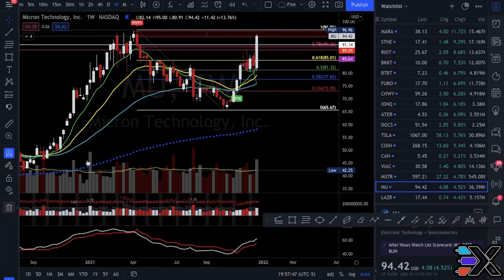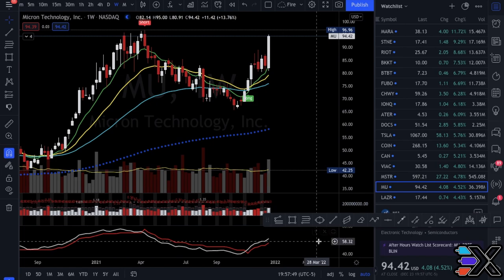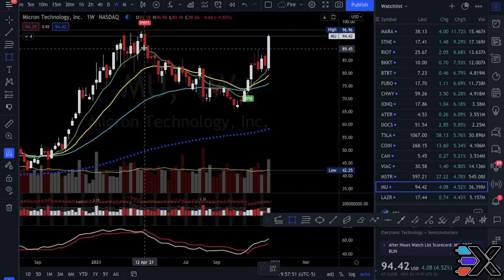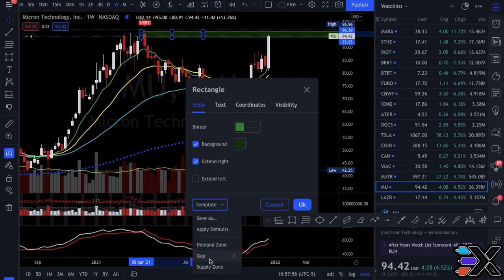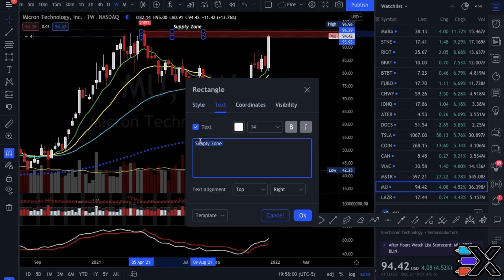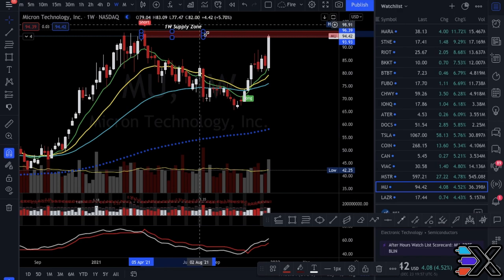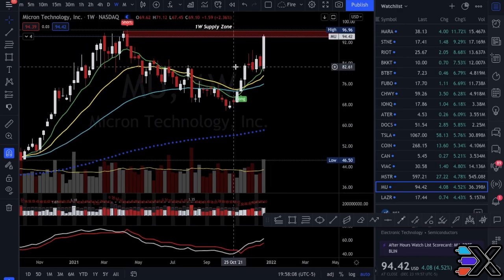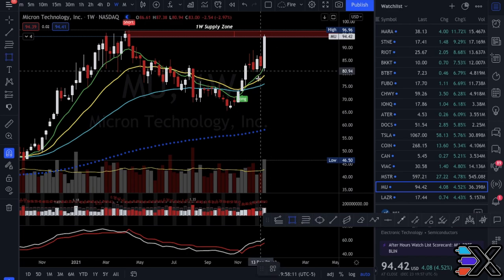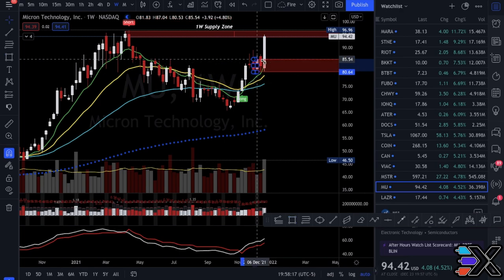All right, here's MU, Micron Technology. Looks like we erase and start with a fresh slate here. So I add a one week supply zone, which is right where the price is at right now. And that can give us two opportunities. Since it's so close to breaking out, we could look for a rejection here off one week supply, or we can set an alert over 97 and trade the breakout.